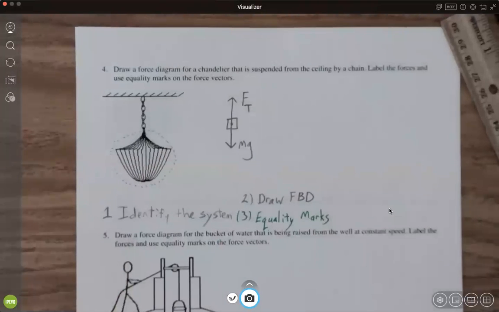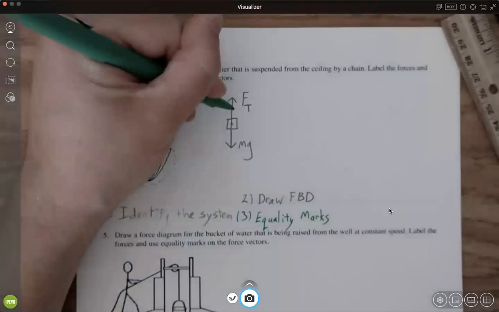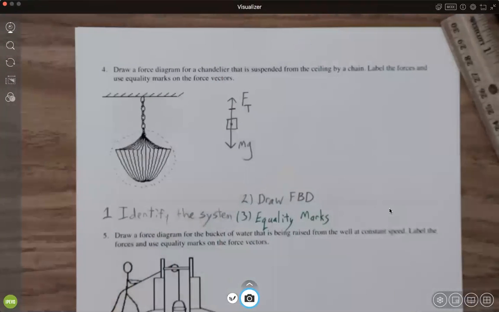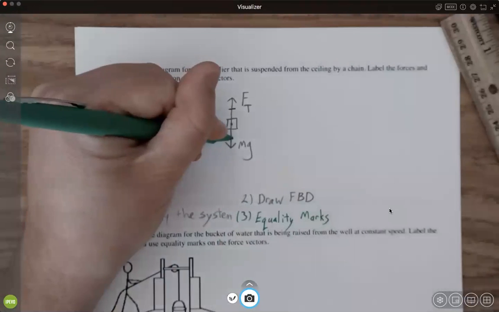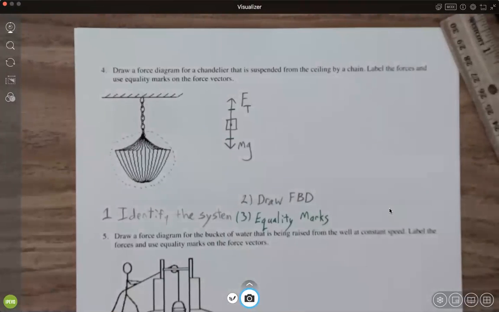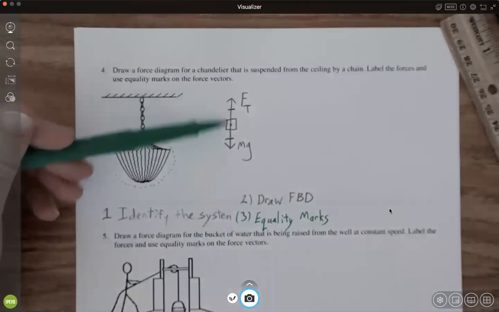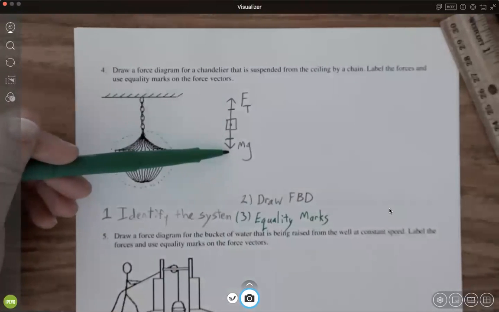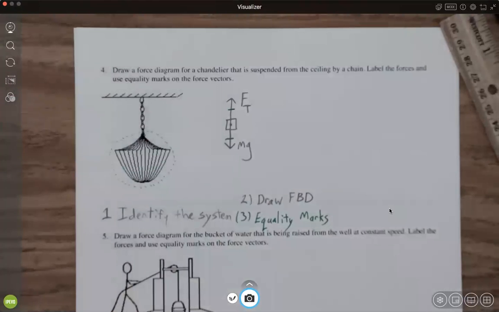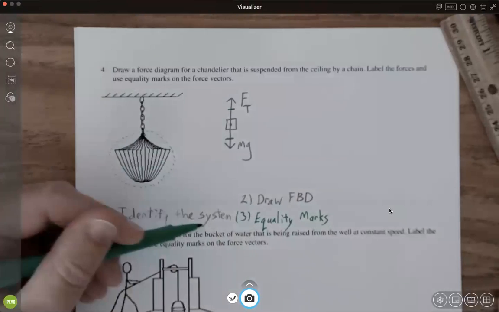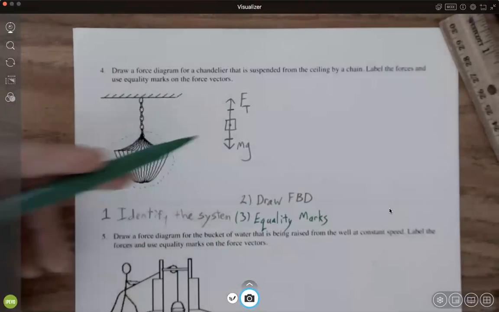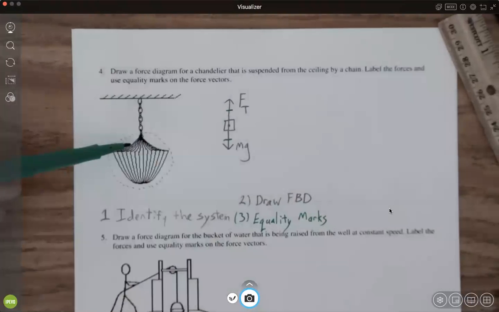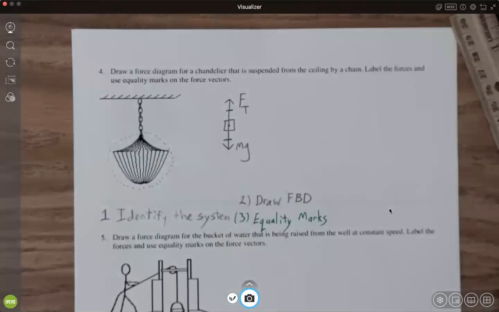For these equality marks, I'm putting a mark there and a mark there. We know that this up force is equal to this down force because this is suspended, it's motionless, it is not changing its motion. This force up has to equal this force down. This is not accelerating, it's not changing its motion. So 1, identify the system. 2, draw the free body diagram. And 3, those equality marks.